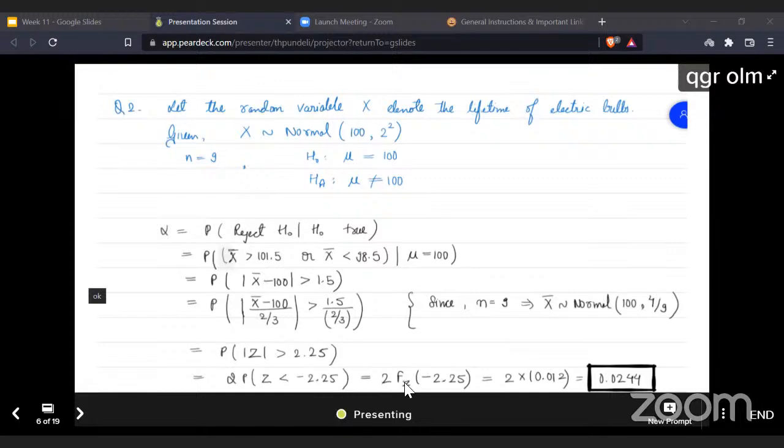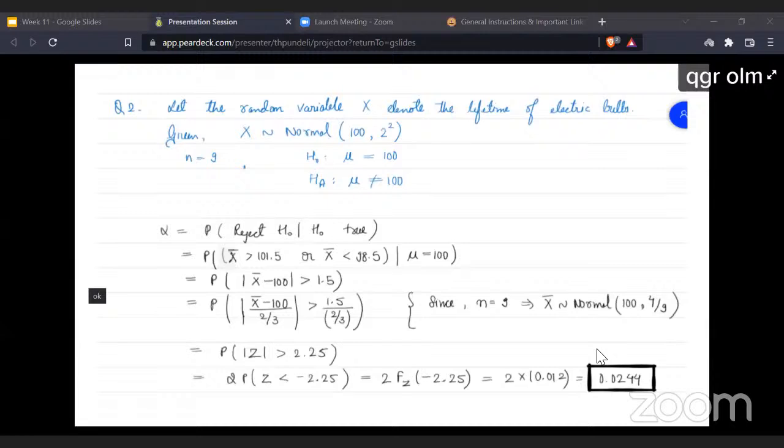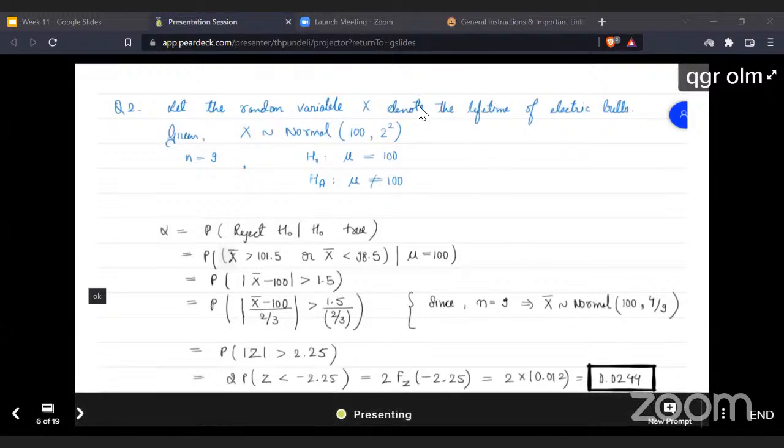And after that, it becomes 2 times Phi of minus 2.25. And this value was given to you in the problem. So solving this, it becomes 0.0244. So this is the significance level you are going to get. Okay. This is clear, right? Yes, ma'am. Okay, so let's move to the next problem now.